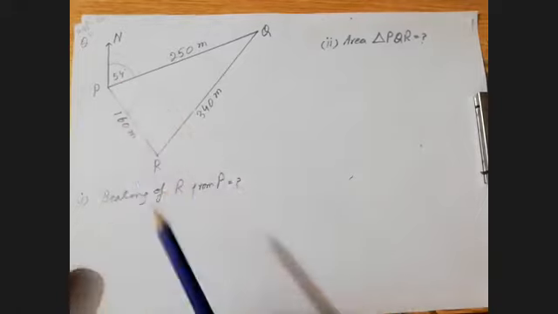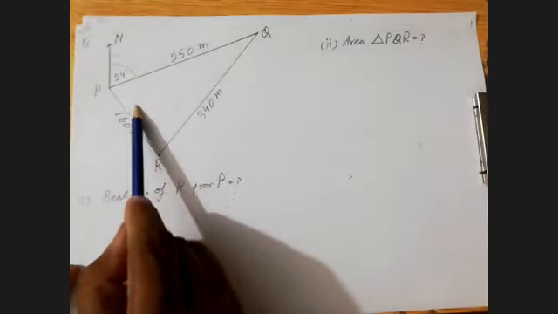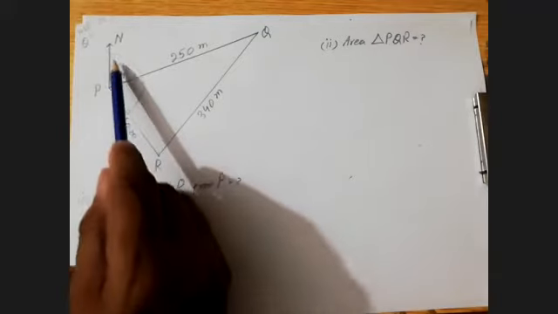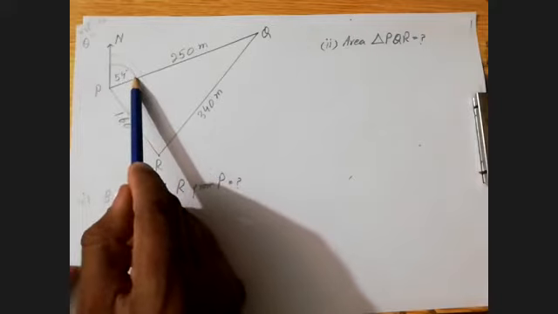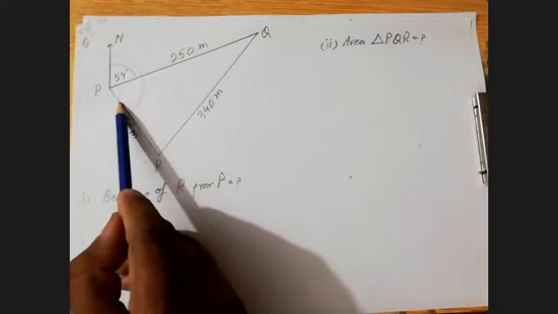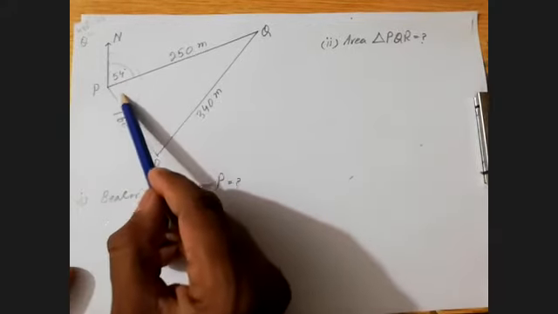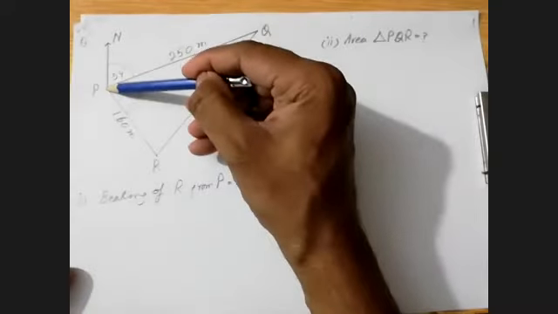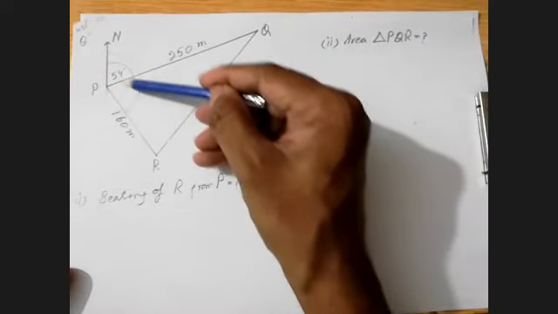As you know, bearing is always calculated from the north in a clockwise direction like this. So we need to know this complete angle. We only have this much angle. We don't know this angle. So this much angle is required to be found. Remember that this is not a straight line. If I am drawing a straight line, then this total is 180.